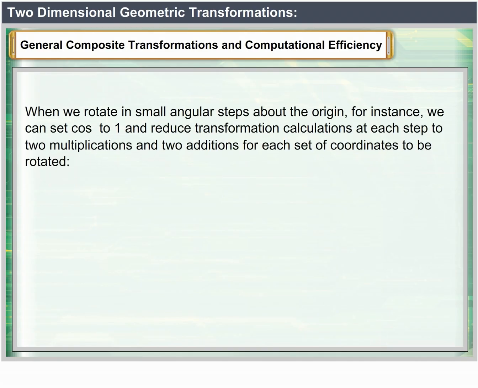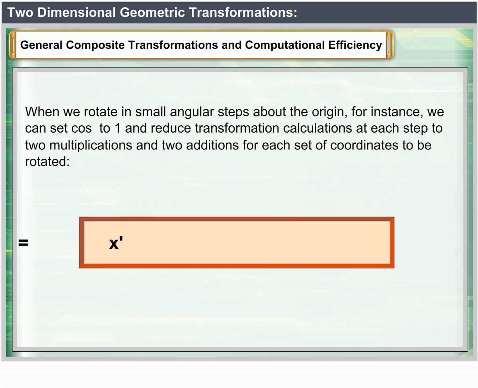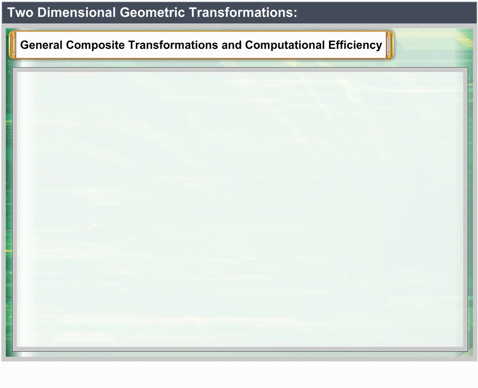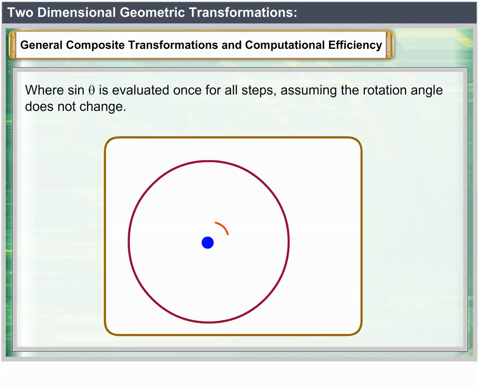If we are rotating in small angular steps about the origin, for instance, we can set cos theta to be 1 and reduce transformation calculations at each step to 2 multiplications and 2 additions for each set of coordinates to be rotated. x' equals x minus y sin theta, y' equals x sin theta plus y, where sin theta is evaluated once for all steps, assuming that the rotation angle does not change.